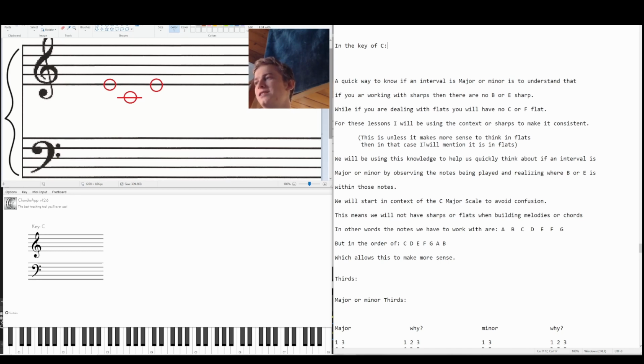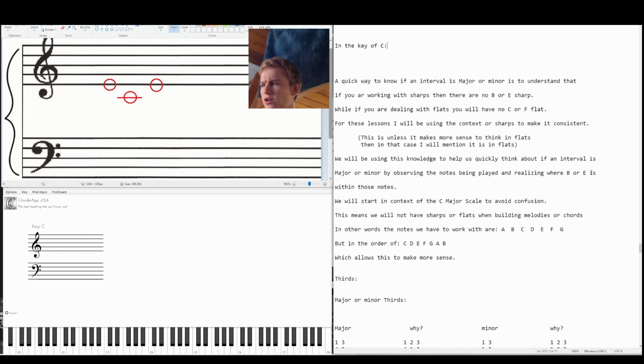This is unless it makes more sense to think in terms of flats. In that case, I will mention it is in flats, it'll be labeled or something. So we will be using this knowledge to help us quickly think about if an interval is major or minor by observing the notes being played and realizing where B or E is within those notes.